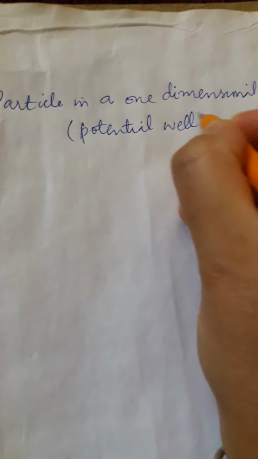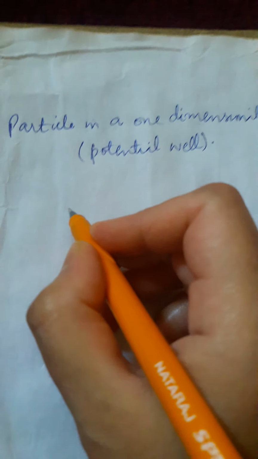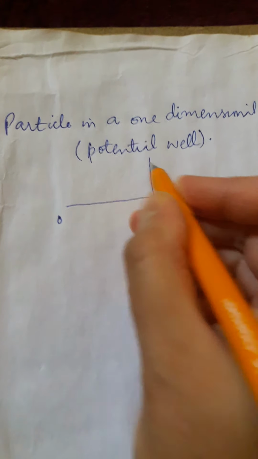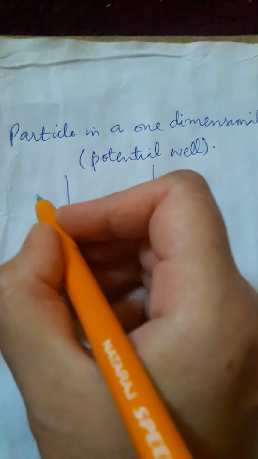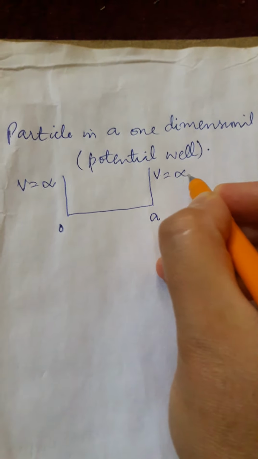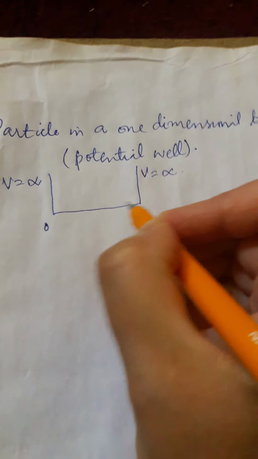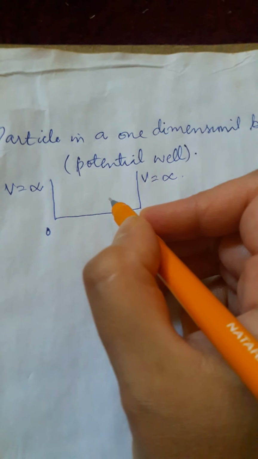Potential well. So we imagine a one-dimensional box of length a, 0 to a, which has infinitely high potential at its two ends. Infinitely high potential. That means V is equal to infinite on both sides. That way we can also visualize this box as a well in which the particle is staying.